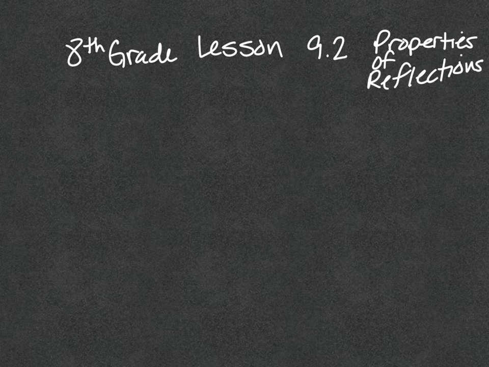Eighth grade lesson 9.2 is properties of reflections now. Think of reflections like a mirror, or probably even better in this circumstance, like a fold in the page. And I'll get to what I mean by that. Two vocabulary words that we're adding to what we learned from lesson 9.1.